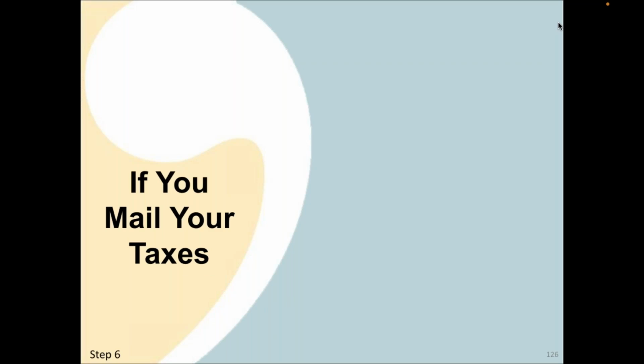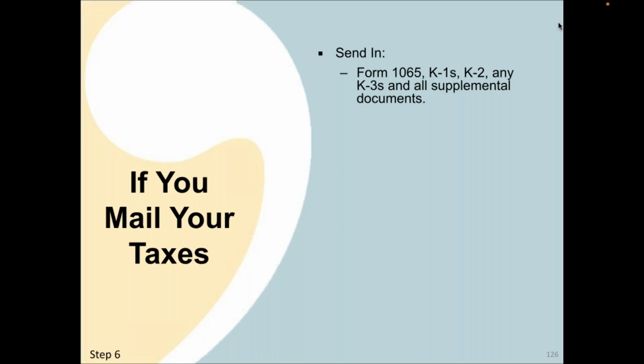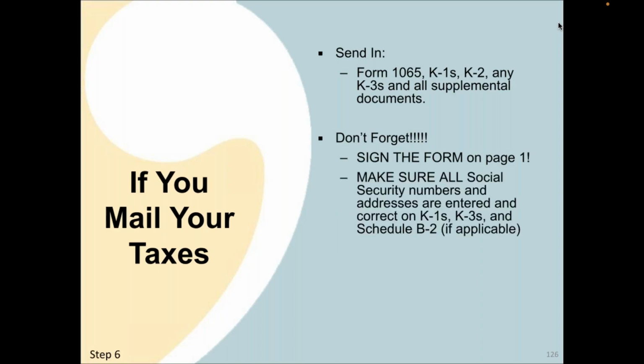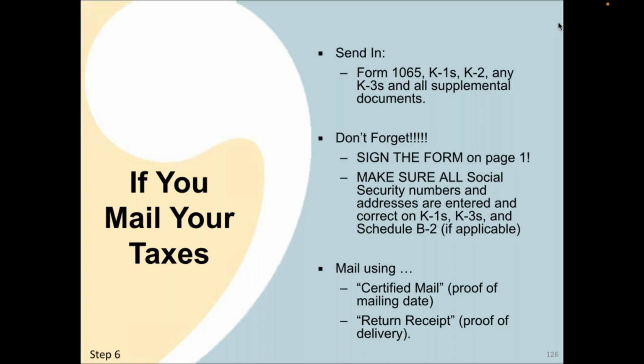The Complete Tax Package link includes everything you need to send in to file your club taxes. This includes Form 1065, K1s, K2, any K3s, and all supplemental documents. Don't forget, sign the 1065 form on page 1. Make sure all Social Security numbers and addresses are entered and correct on K1s, and if applicable, on K3s and on Schedule B2. If you mail them to the IRS, use both certified mail, so you have proof of the mailing date, and return receipt, so you have proof it was delivered.